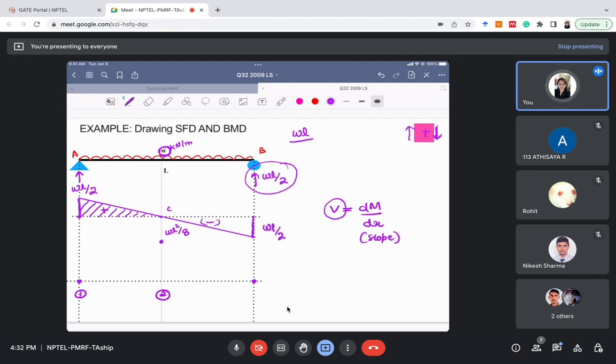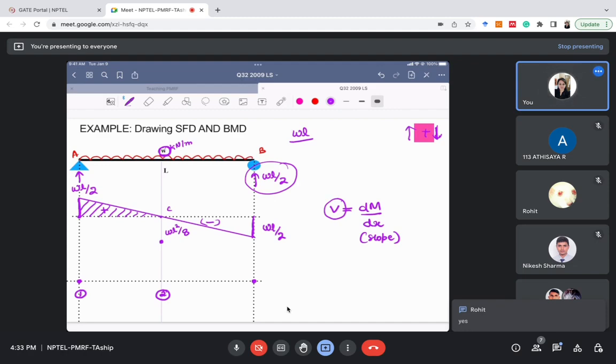In section AC, please listen to me carefully. In section AC, the shear force is positive and decreasing. Do you agree? The shear force for section AC is positive because it is above the axis, and it is decreasing. Do you agree or not? Please write in the comment section.